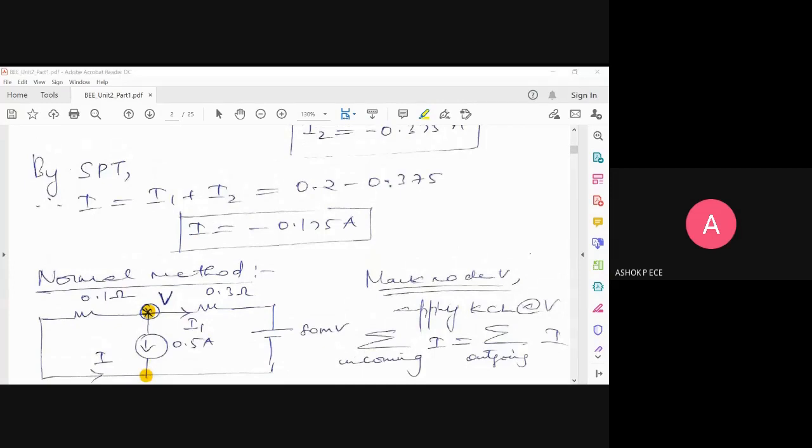Yes, please write the KCL equation at this node. See, only this current I direction is known to us. Other currents I have to mark. So I have marked it randomly. And 0.5 amperes is given here. So I have marked it randomly. Okay.